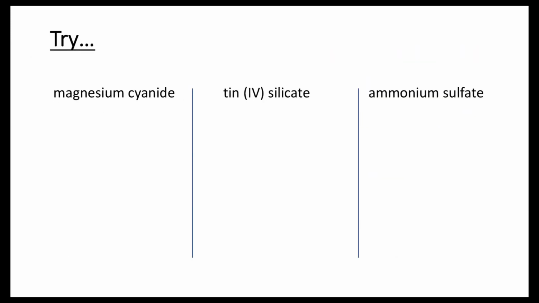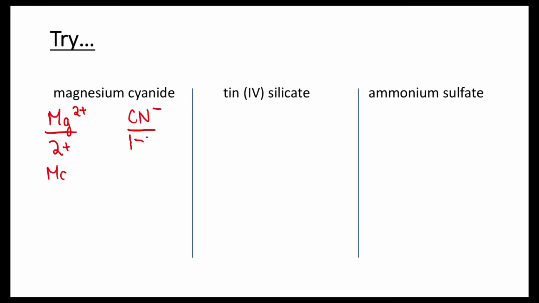Okay, so I'm going to get you to pause here, and then I will get you to write formulas for the following named compounds. Okay, so magnesium cyanide is, magnesium has a 2 plus charge, only has 1, and cyanide from the polyatomic list has a CN, so minus. This means this is a 1 minus charge, and this is a 2 plus charge.